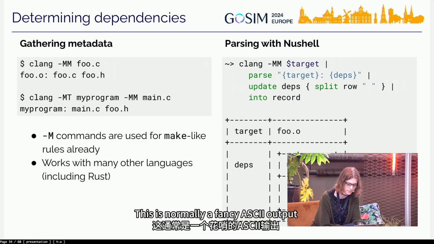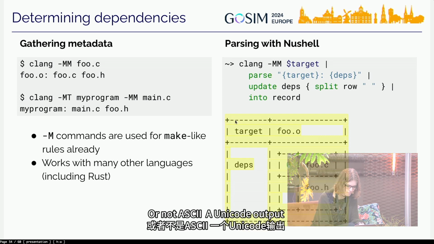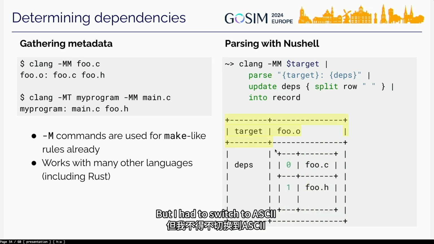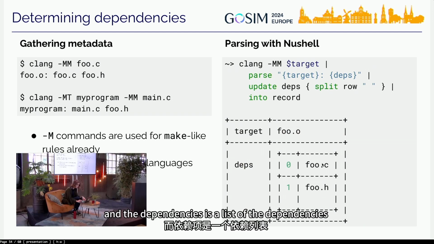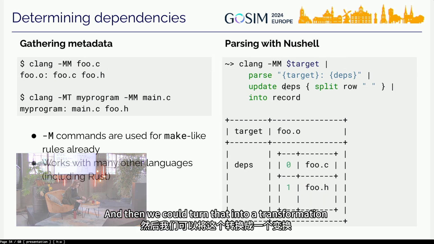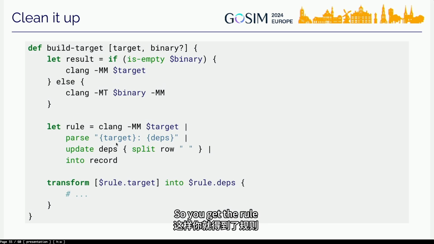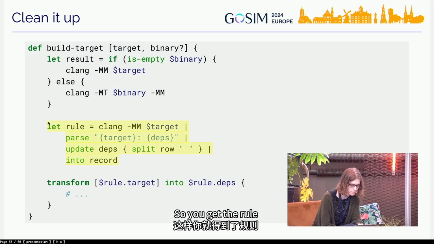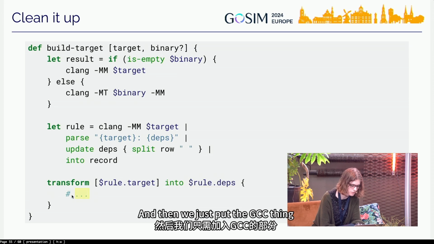This is normally a fancy Unicode output, but I had to switch to ASCII. But we can see that we get a record where the target is foo.o, and the dependencies is a list of the dependencies. And then we could turn that into a transformation. Here's an example of that. So we get the rule, and then we transform the target into the dependencies. And then we just put the GCC thing there.